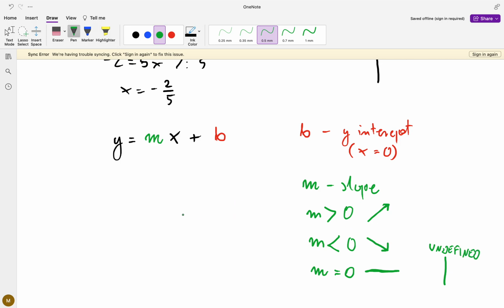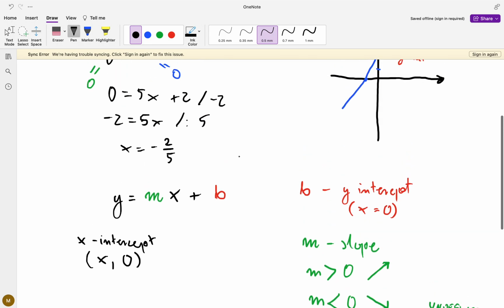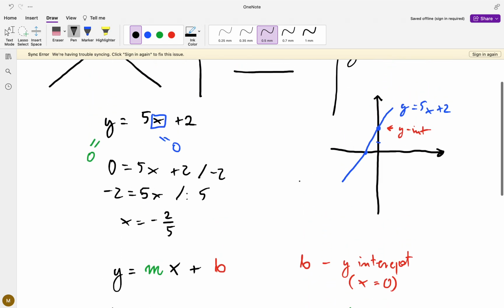Undefined. Okay. So here are a few words about slope and the y-intercept, and now let's cover what the x-intercept is. So the x-intercept is simply a point where x has a value and y is equal to 0. And we used that to graph the equation of our first line.